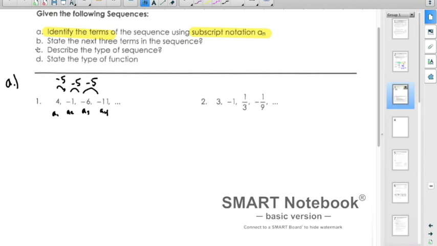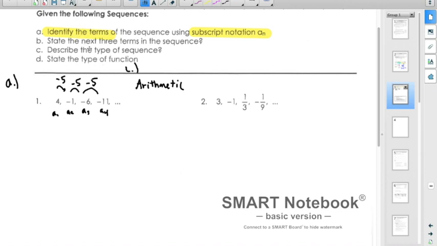So we can already answer part C, actually. Describe the type of sequence. Well, if we're adding or subtracting the same number, that's going to be an arithmetic sequence. All right, I'll put C right here.